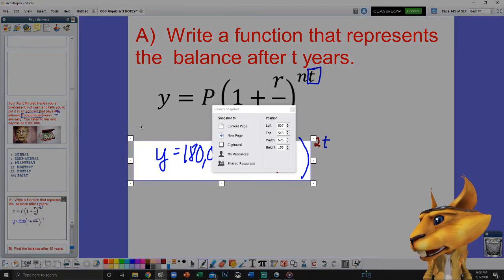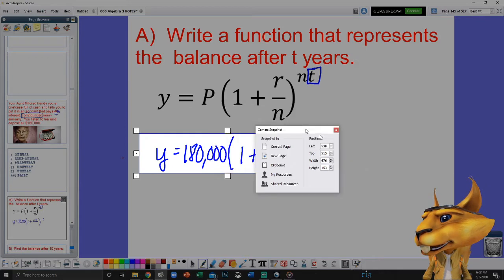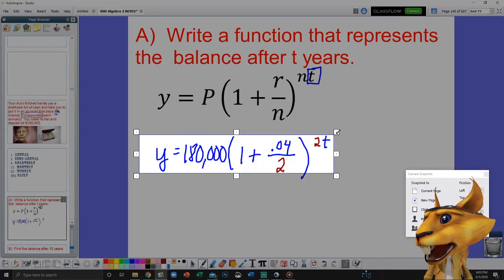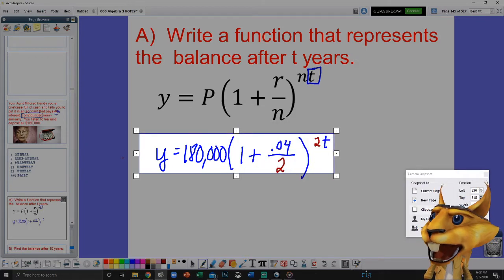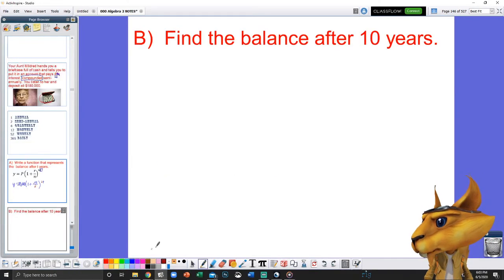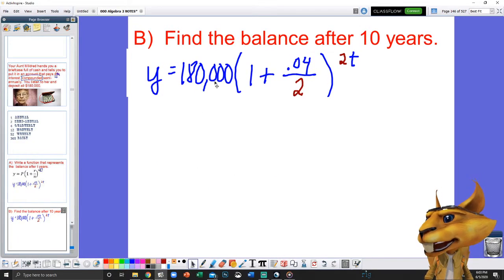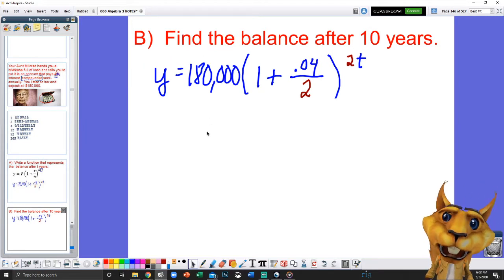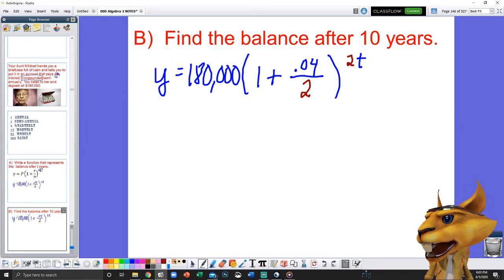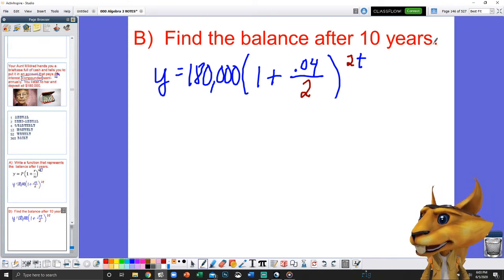All right, so that is our function. I am just going to copy and paste this onto our next one, because the next question is going to ask us to use this same information. So on we move. The next question asked us to find the balance. So in other words, how much money do you have in 10 years? So instead of what letter will I put the 10? Years should be a measurement of time. So hopefully you said, let's put a 10 right here for t.